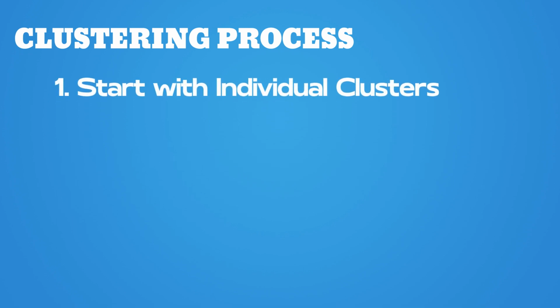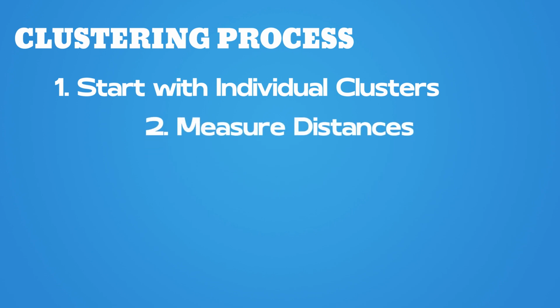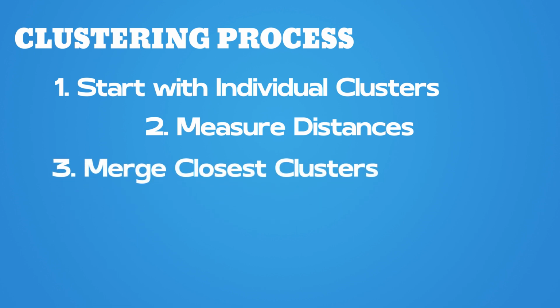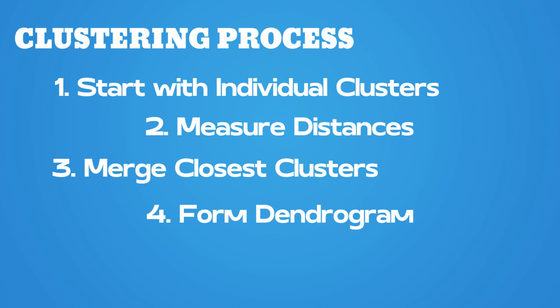Clustering process. Here is the process for hierarchical clustering. Number 1. Start with individual clusters. Each point is its own cluster. Number 2. Measure distance. Use one of the distance measures to calculate the proximity of clusters. Number 3. Merge closest clusters. Combine the closest clusters step by step. Number 4. Form dendrogram. Visualize the merging process in a tree structure. Number 5. Terminate when only one cluster remains or based on a predefined condition.